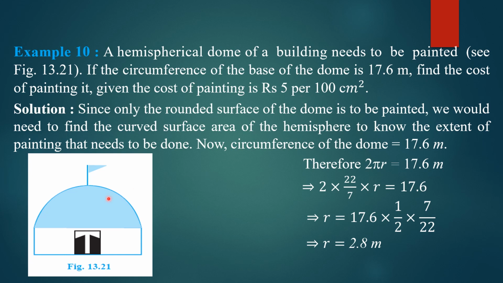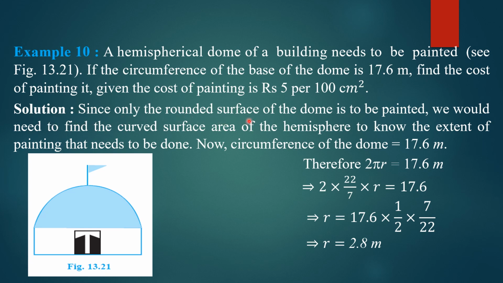Here, circumference of this hemisphere is given. We had to find the cost of painting it. Means here we have to find the curved surface area of this dome. Indirectly, it is asked that we have to find the curved surface area of this hemisphere. After that, we find the cost of painting it. Understood this question, my children? Right. Now come to the solution part.